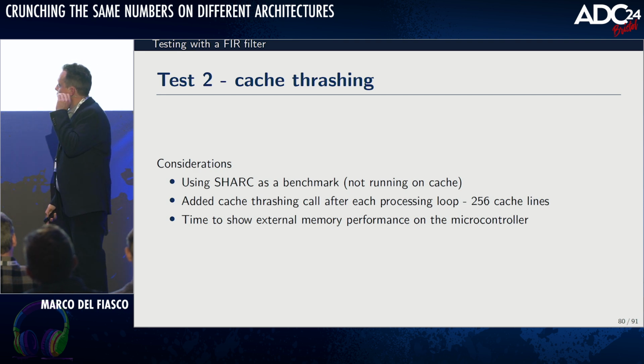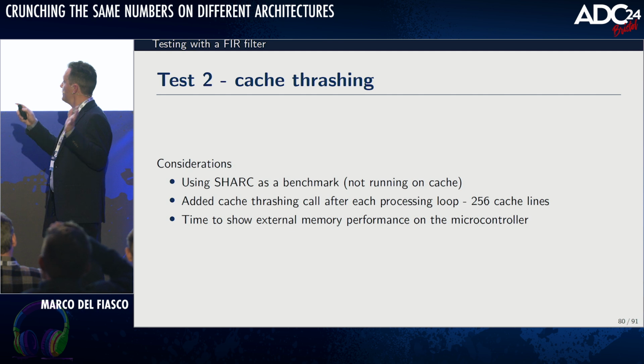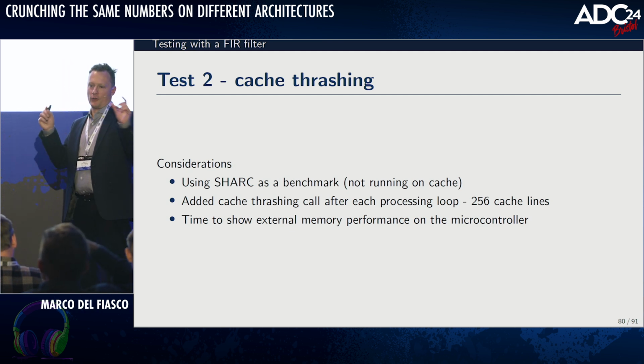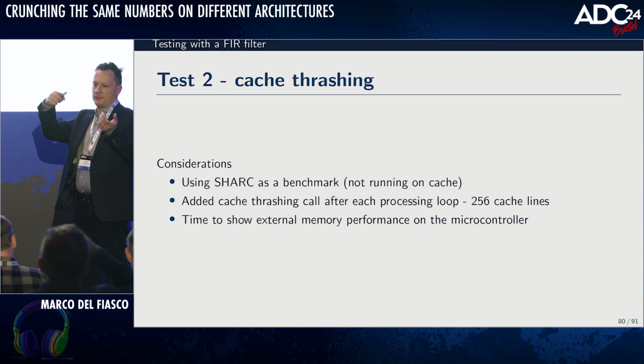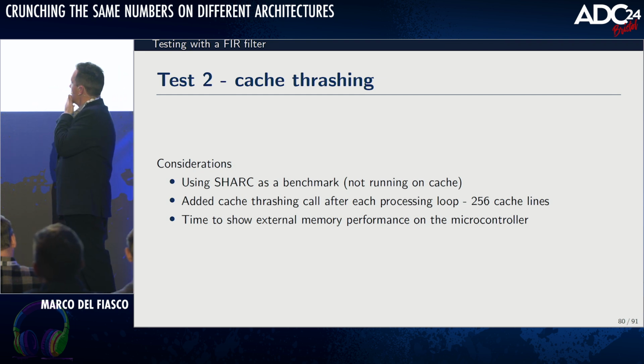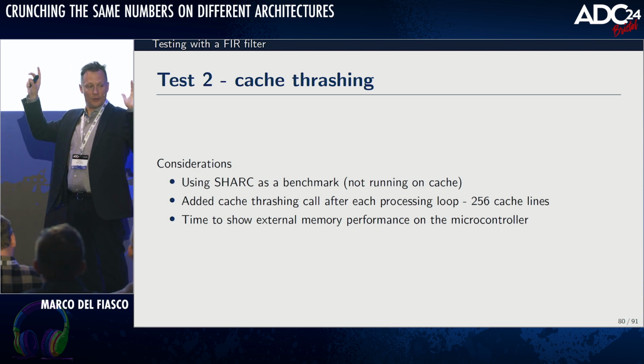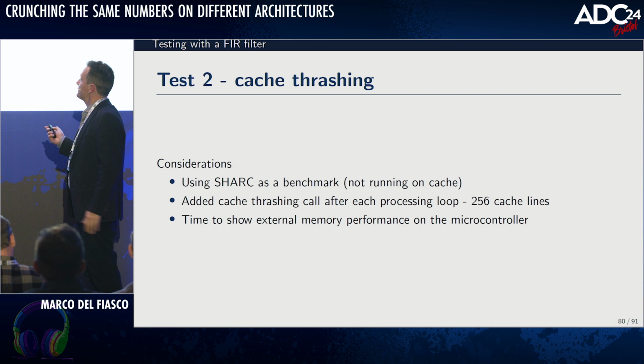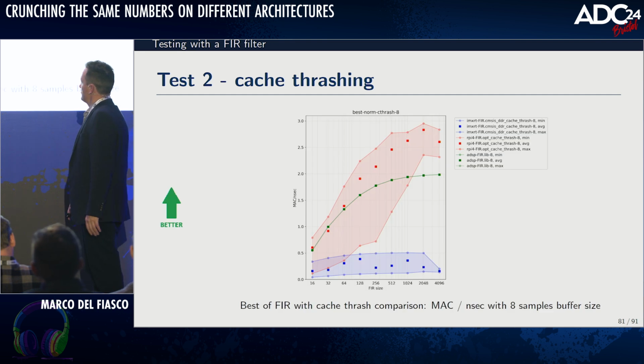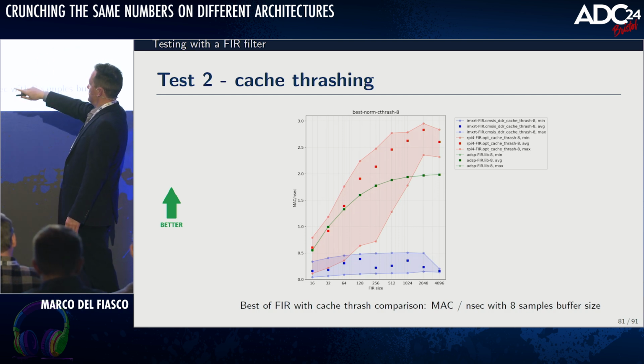So now I'm still using the Shark as a benchmark, so running from internal memory, and I simulated some cache thrashing by software with a simple function that spanned memory. And I also enabled the cache on the microcontroller. So now the microcontroller will jitter because it's using external memory for accessing the buffers. Here we go. So the microcontroller has jitter. It's always below 0.5 Mach per nanosecond. The Shark is our benchmark. It's here, very stable.